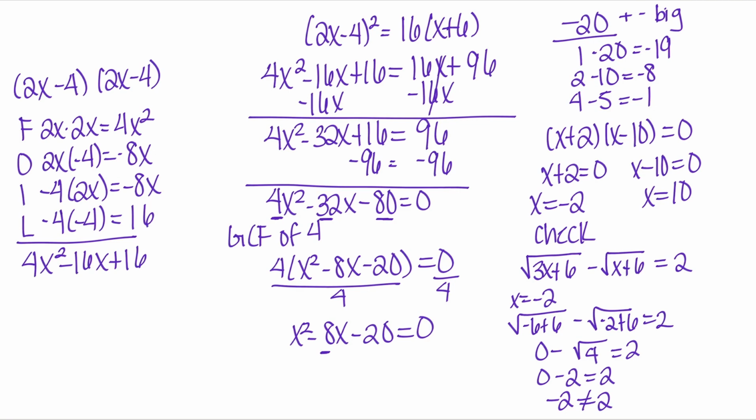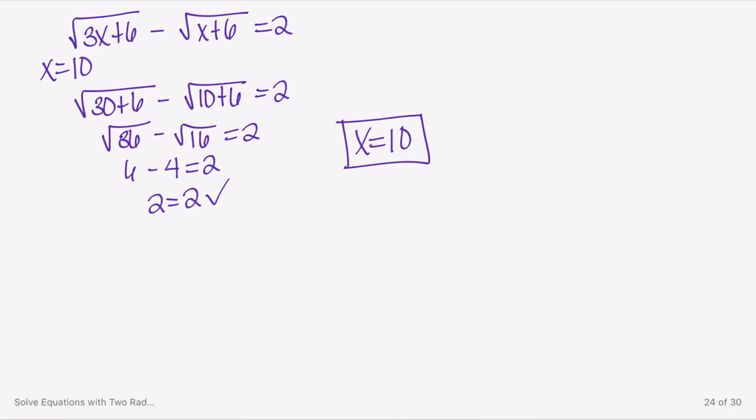When I plugged both solutions back into the original problem, it showed me that x equals negative 2 gave me an extraneous solution, right? Because it said that negative 2 equals 2, which is incorrect. And then when I plug in x equals 10, it does in fact verify in the equation. So x equals 10 is the solution to this problem.